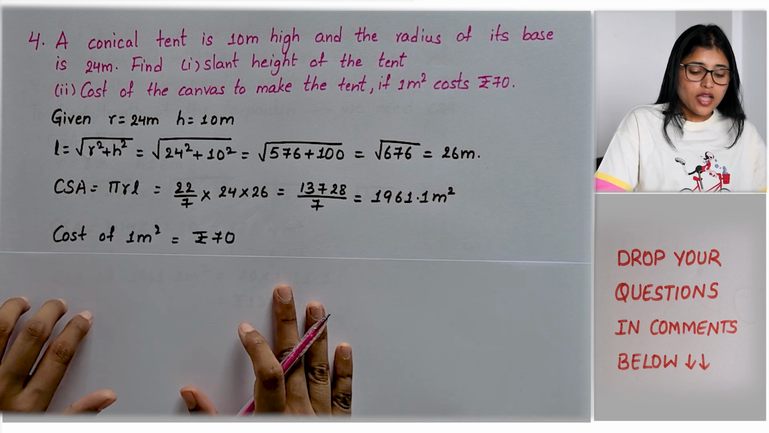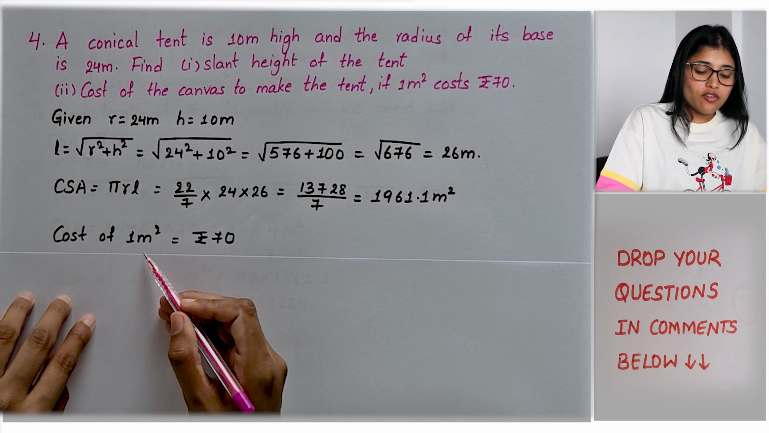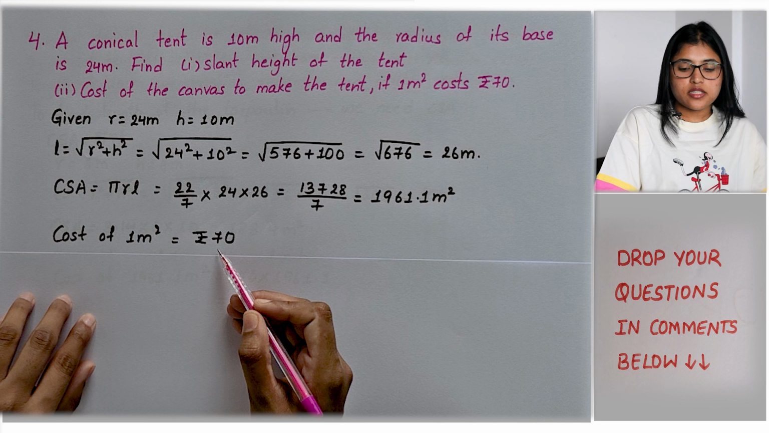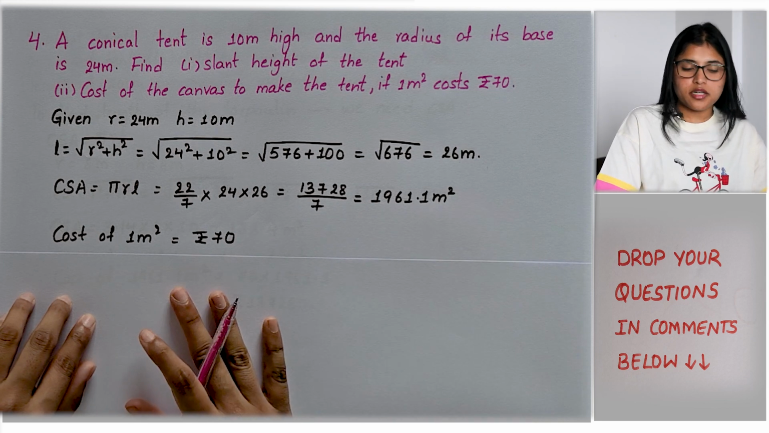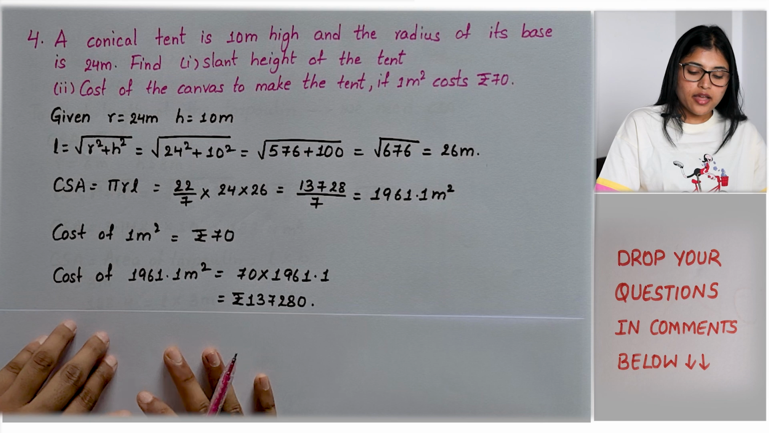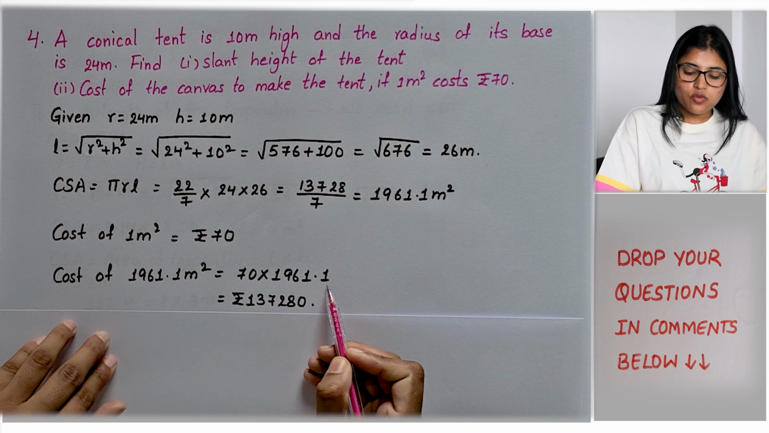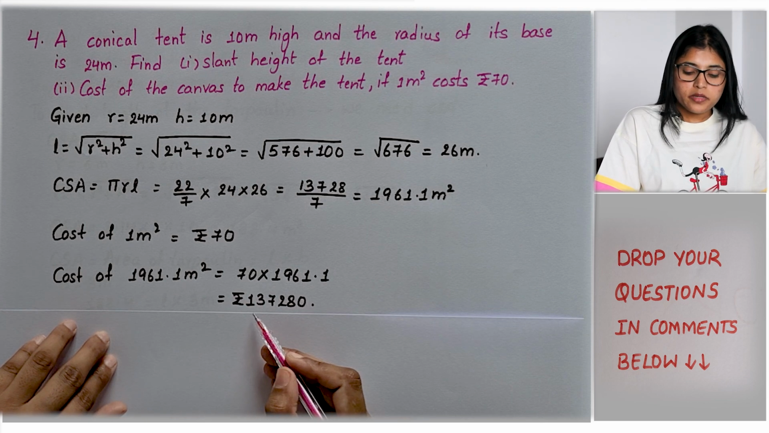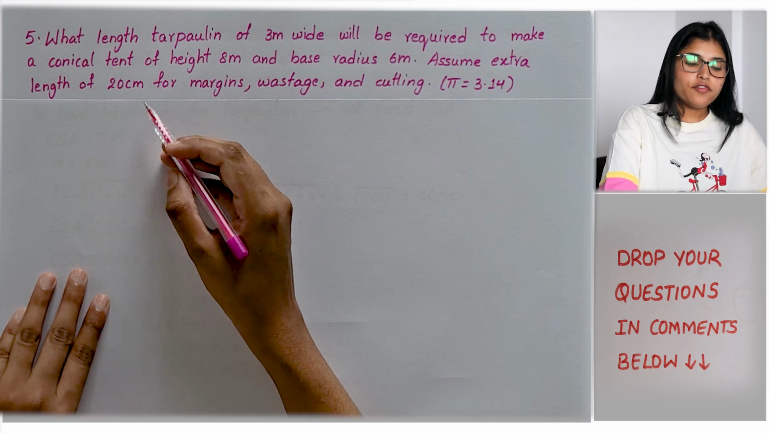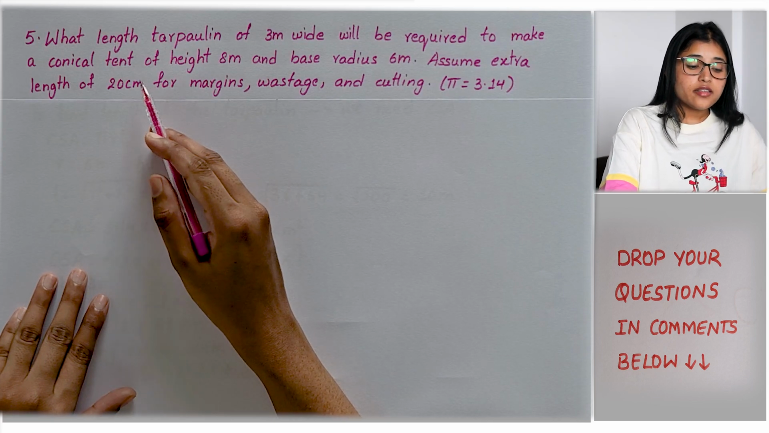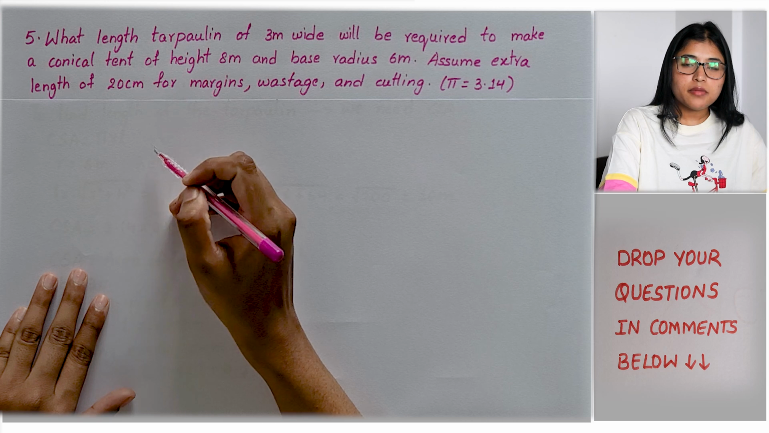Now I know that cost of making 1 meter square is 70 rupees, but I have to find the cost for making 1961.1 meter square. I just need to multiply 70 into 1961.1, which gives me rupees 1,37,280 as my answer.